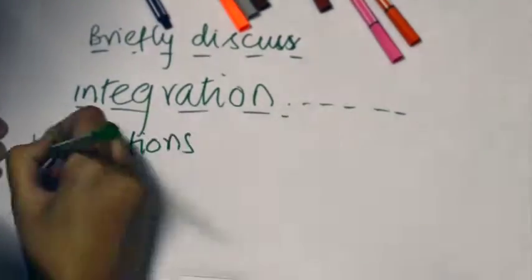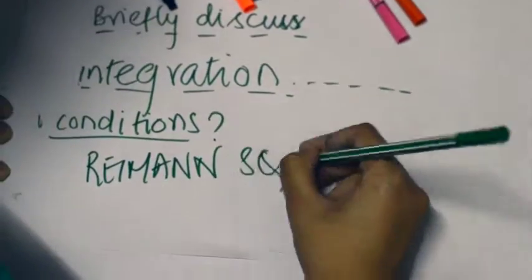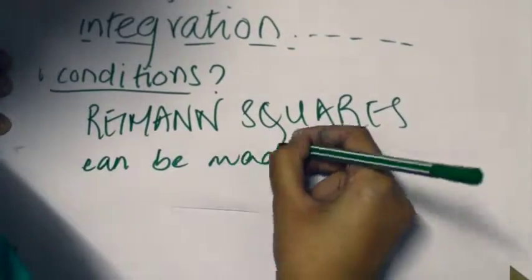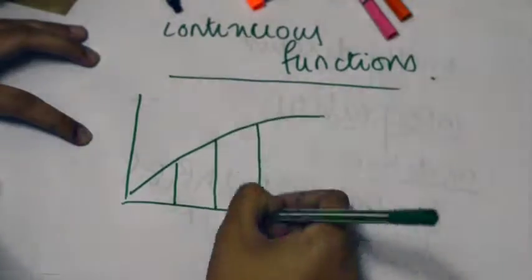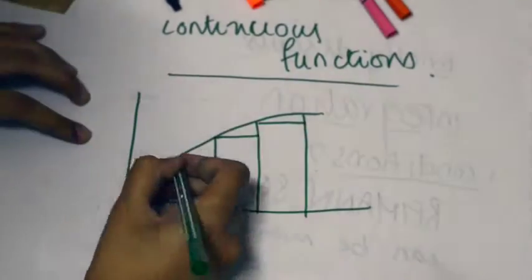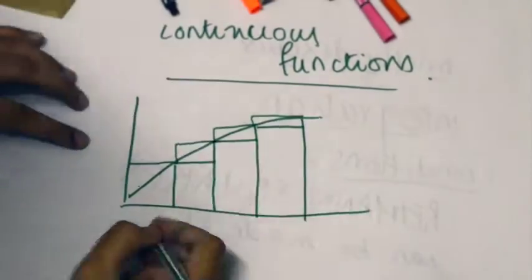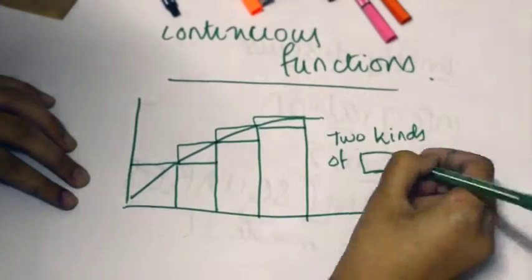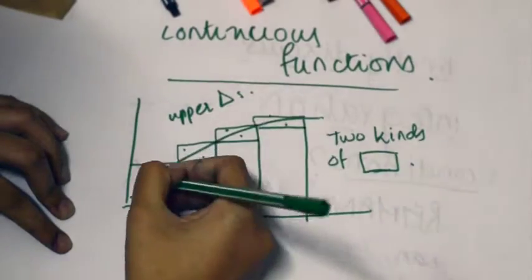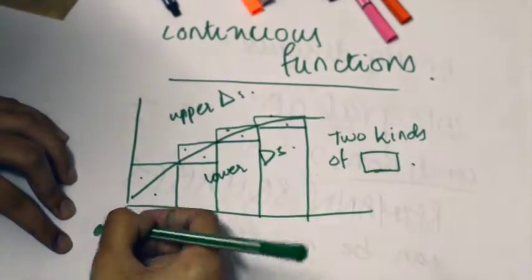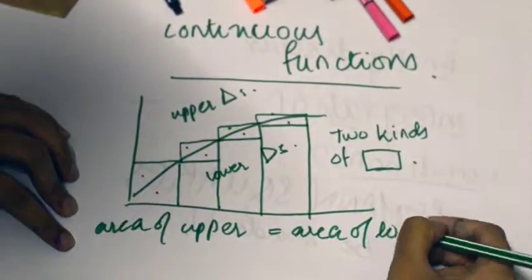Now, let's briefly discuss integration. For a set to be integrable, taking the Riemann sum of that set should be possible. Continuous sets are integrable as their Riemann rectangles can be made. We can make two kinds of rectangles for a continuous set, upper and lower rectangles. Area of upper rectangles should be equal to the area of lower rectangles for us to calculate integration.